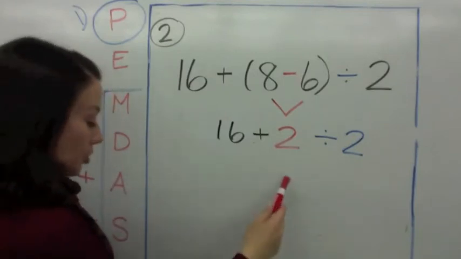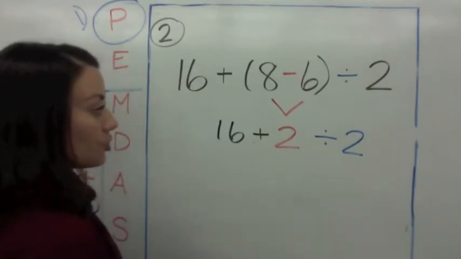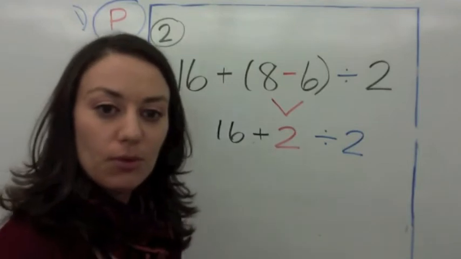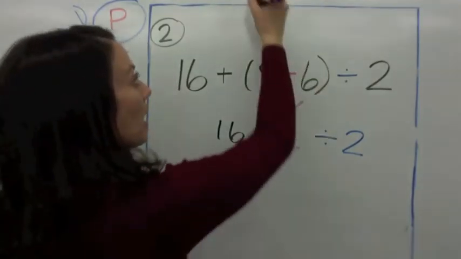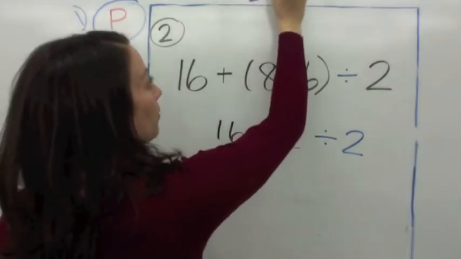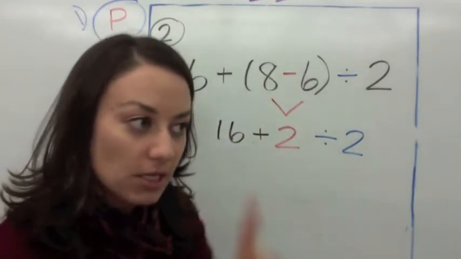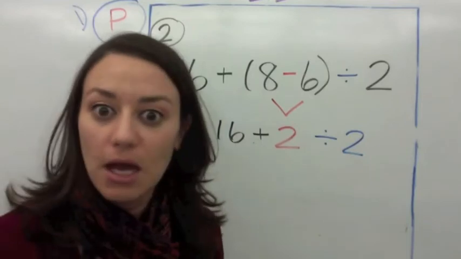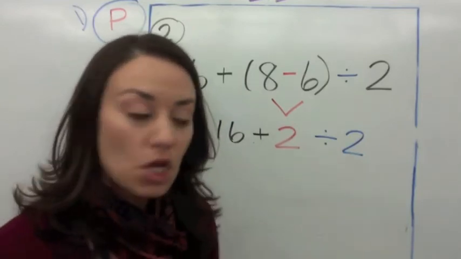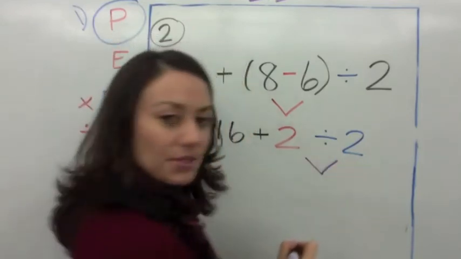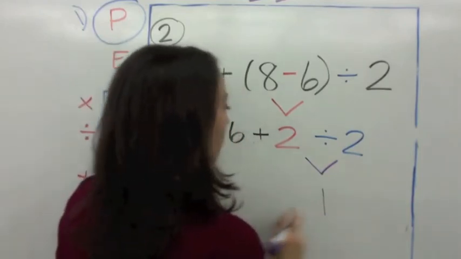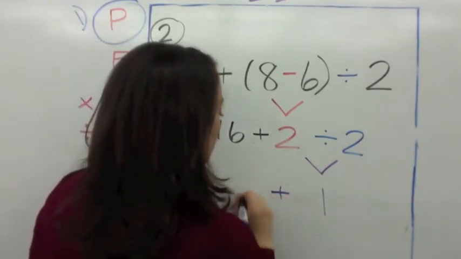So what is 2 divided by 2? Ooh, what is that? It means how many times you skip count by 2 to get to 2? Any number divided by itself is 1. Say it with me. Any number divided by itself is 1. So 2 divided by 2 is what? It's 1. Okay? And then we're going to add 16 to that.